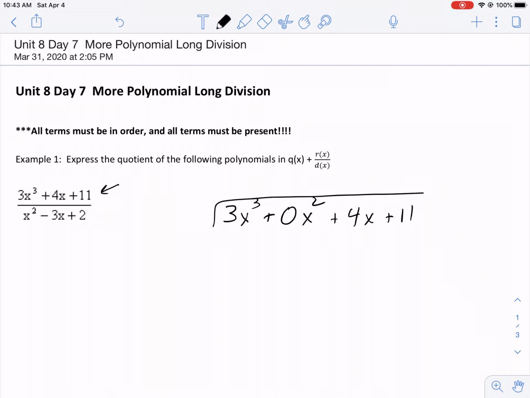And then we're going to divide it by x squared minus 3x plus 2. And again, even for what you're dividing by, you want to make sure that you have all the exponents that you're required to have from the highest on down. And if you don't, then add the 0 term in there. Again, it'll make your dividing a lot easier.